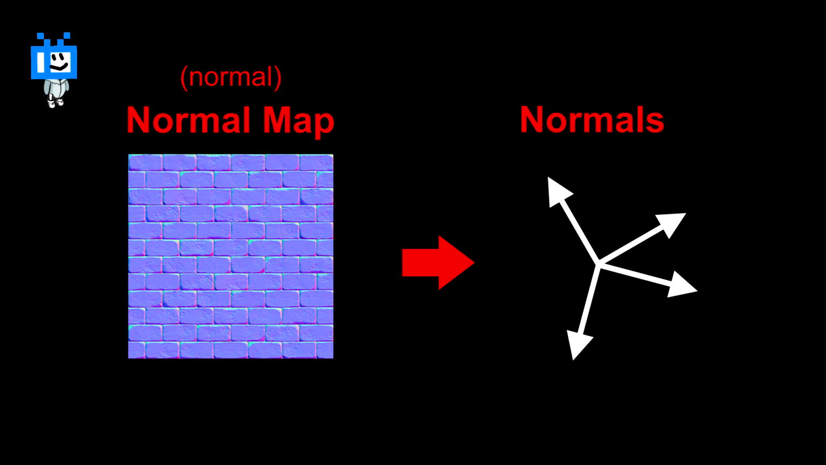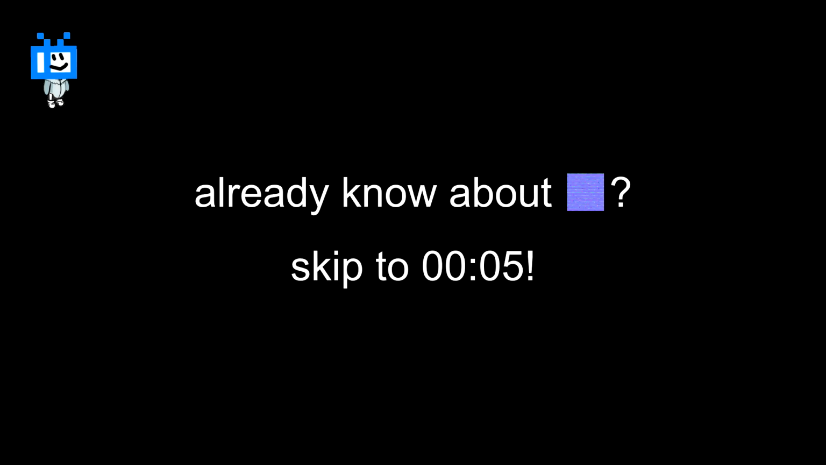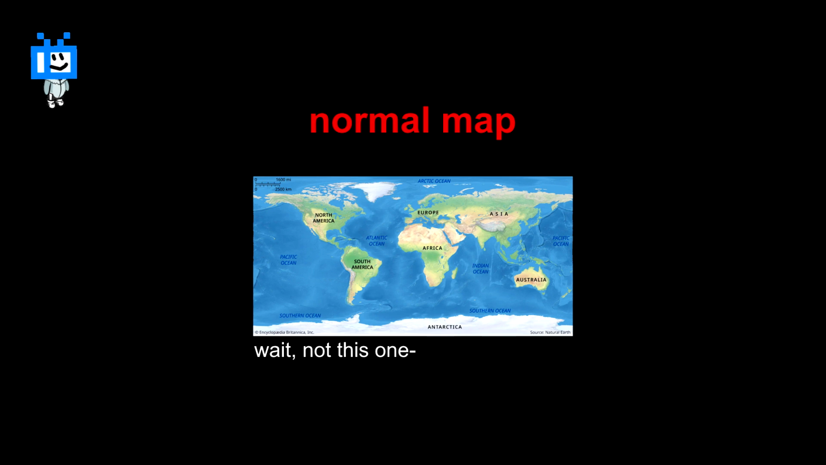This is a normal map, and this is a normal map. And this is a normal map because it's made of normals. Now this video talks about more than just normal maps, so if you already know about them, you can skip to this timestamp to get stuck in a time loop. Now that we trapped a part of the audience, let's talk about normal maps.